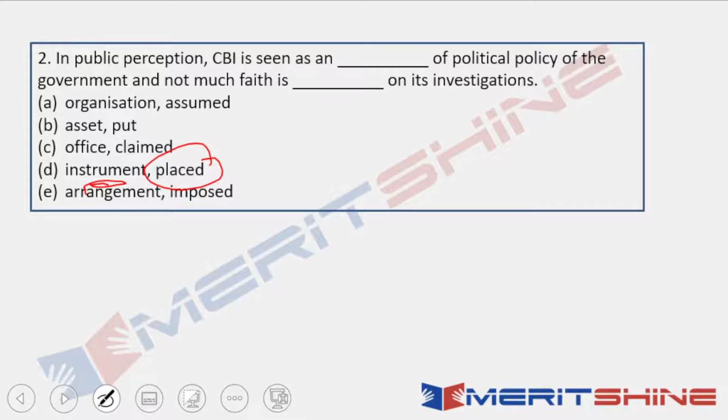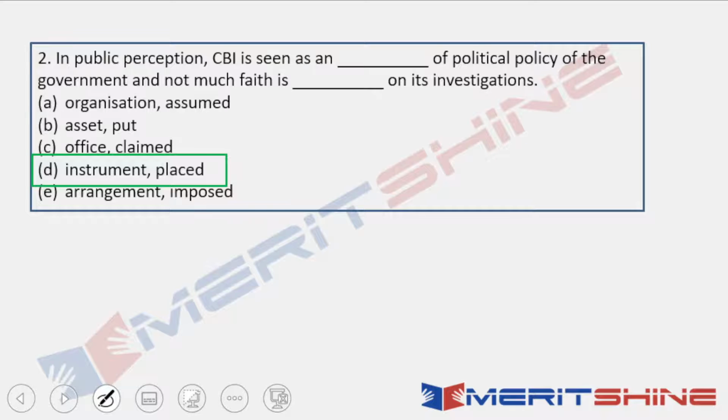And therefore, people do not place much faith on its investigation. So, see how rightly it fits. This is called OEM, option elimination method. You read the sentence, you identify the context of the sentence, you identify the purpose that the blanks would serve in the sentence, and from the options, you then eliminate. The options that do not fit the right purpose for that particular blank are eliminated, and what you are left with is your answer. That's how you save time, na?